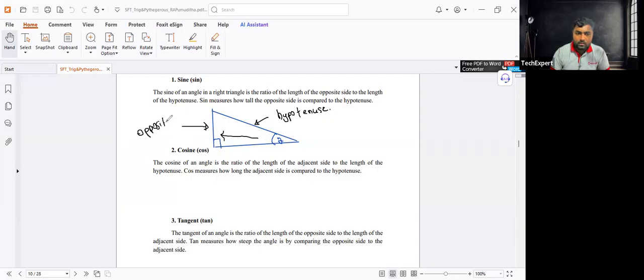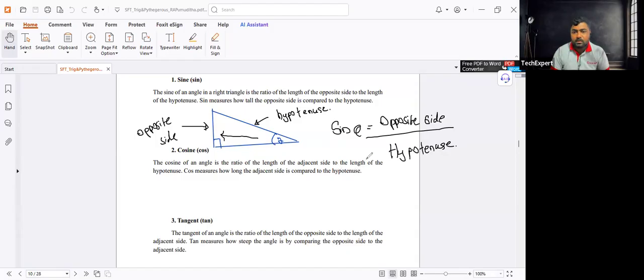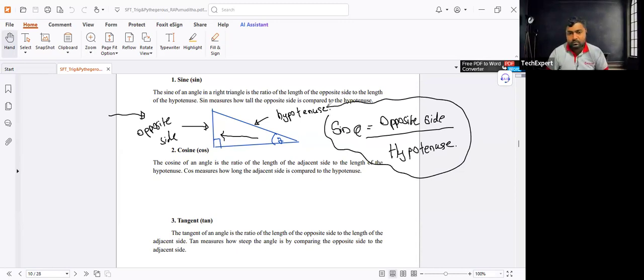Then we can write the equation like this. I can write sine theta here. Sine theta is equal to the opposite side divided by the hypotenuse. Then draw this triangle and name these two sides and write the equation.